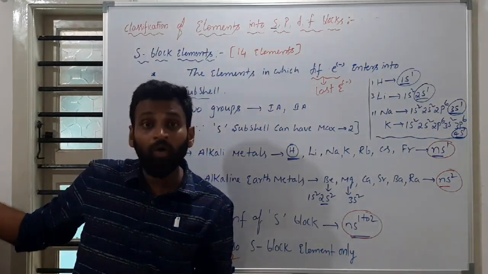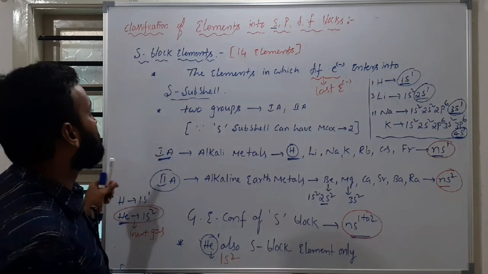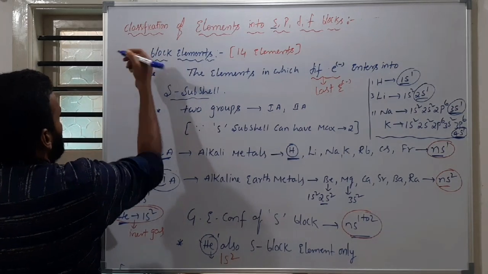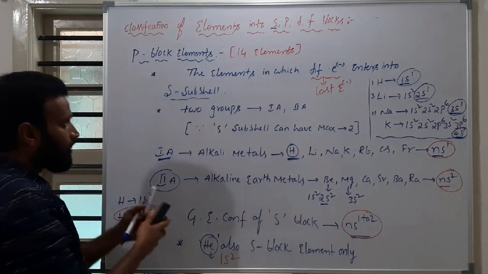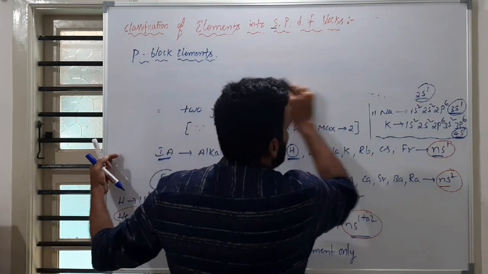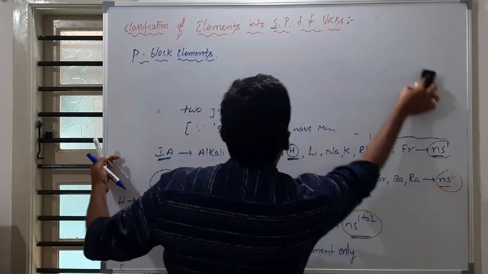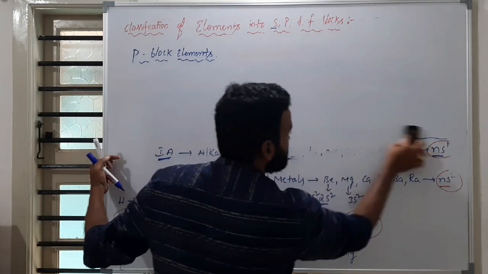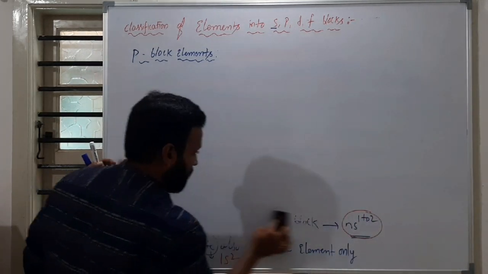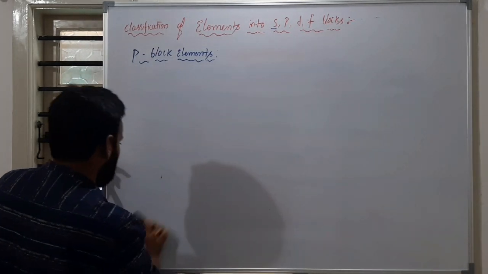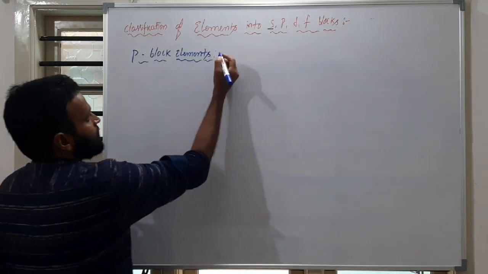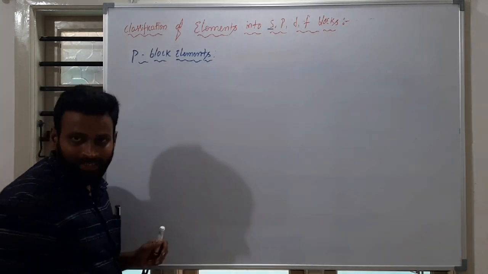Okay, now let's see our discussion about the p block elements. Our discussion about the s block is completed. Now we have to discuss the p block. What are the p block elements and how many p block elements are there? Why are they called p block elements, how many groups are present in the p block, and what is the general electronic configuration? Let's see about p block elements.